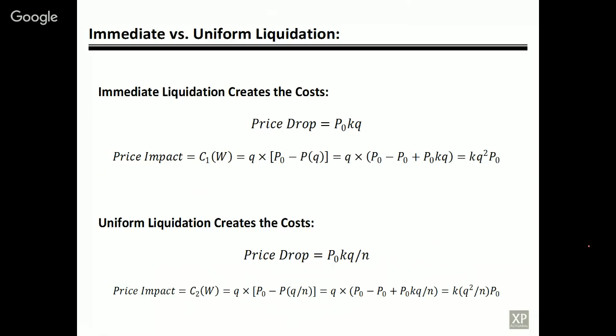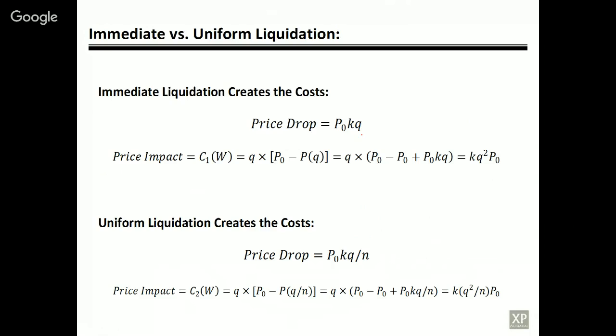Another concept we'll cover is immediate versus uniform liquidation. With immediate liquidation, we liquidate the entire position today. With uniform liquidation, we liquidate it over n days. And this creates a different price drop in the share price of the stock, as well as a price impact to our portfolio. The price drop with immediate liquidation is P0 times K times Q.